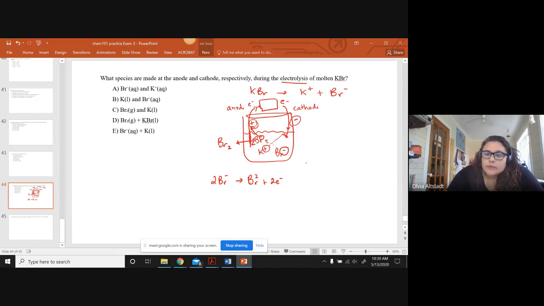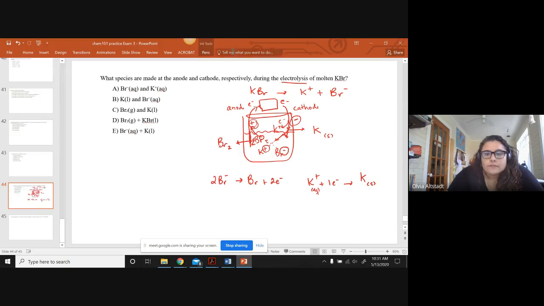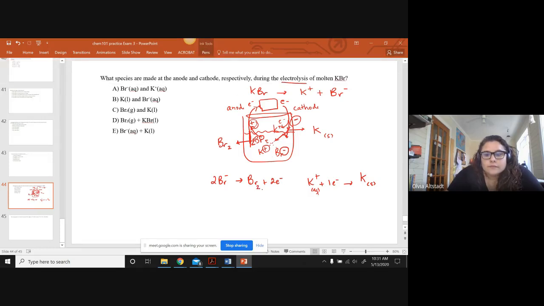And at the cathode, when that potassium ion gets close enough, the cathode is pushing electrons, so it pushes an electron onto potassium, and it makes potassium metal, potassium solid. So at the cathode, it's pushing electrons, so the potassium is accepting an electron to make potassium solid. And this is a gas, and this is a solid.